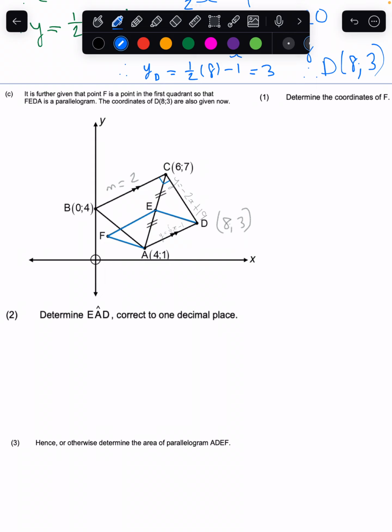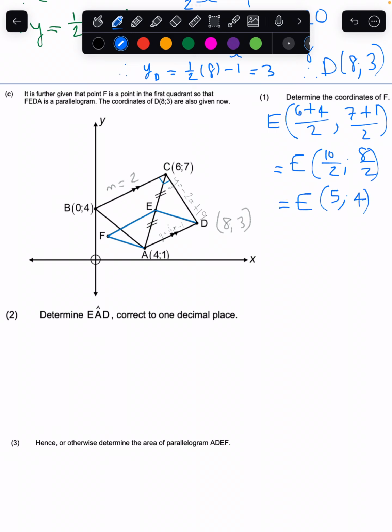So let's do that first. We're going to use the fact that E is the midpoint of AC. They gave that to us in the first part of the question. So the coordinates of E will be the average between C and A's X coordinates, and the average between C and A's Y coordinates. So that is 10 over 2 and 8 over 2, which gives us 5 and 4.